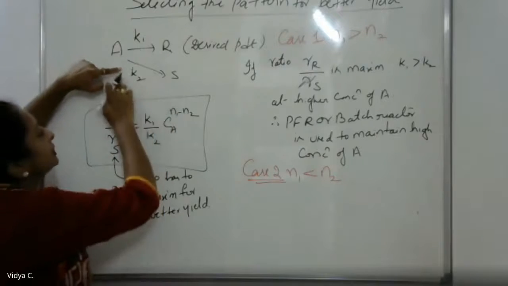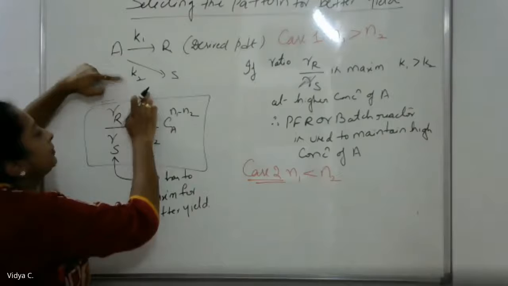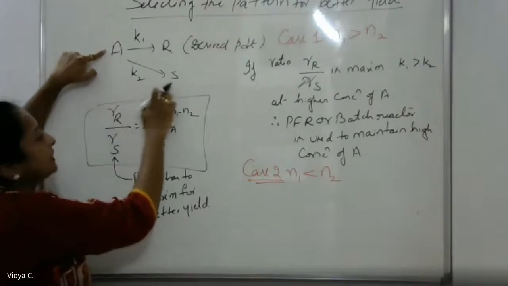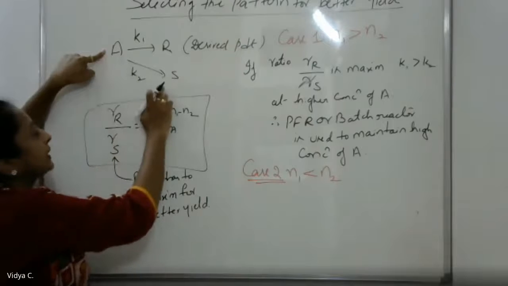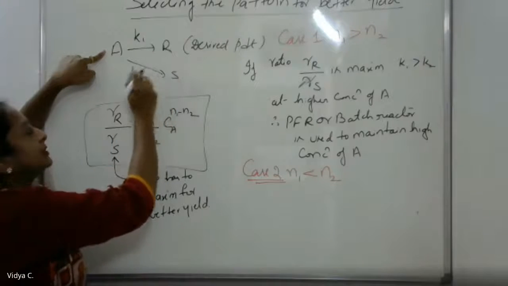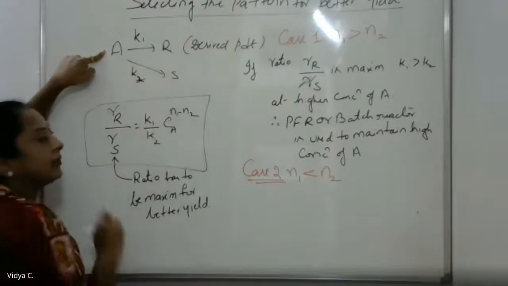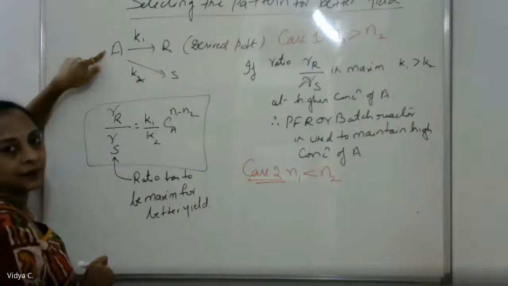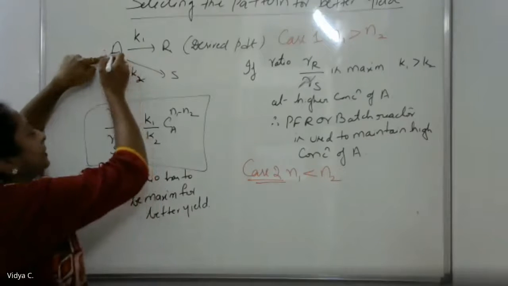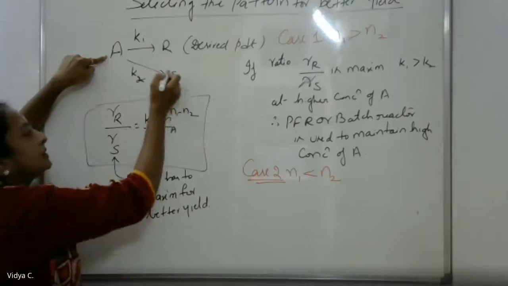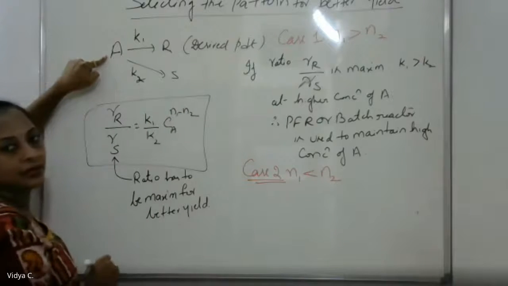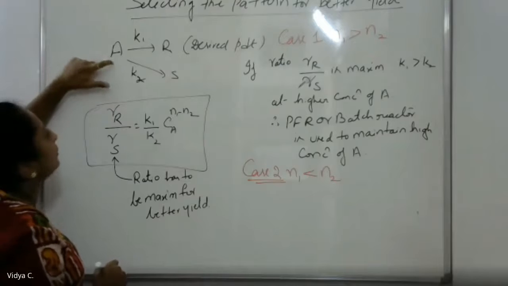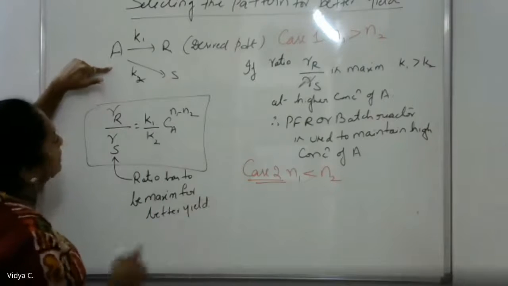Okay. So if this path is higher, if I take more concentration of A, what happens? More S is getting formed. If more S is getting formed, my desired product form will be lesser. Correct. So if I take higher concentration of A, more S is formed and less R is formed. So I have to minimize the concentration. So what should I do now? Yeah, that is the next thing.